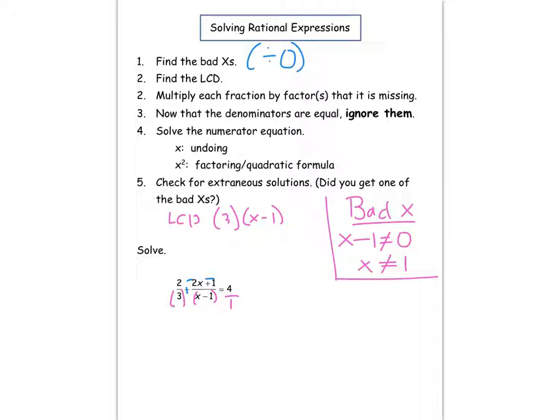Next, multiply each fraction by the part or parts that it's missing. So I need to multiply the first fraction by x minus 1. I need to multiply the middle fraction by the 3. And I need to multiply the last fraction by both the 3 and the x minus 1.